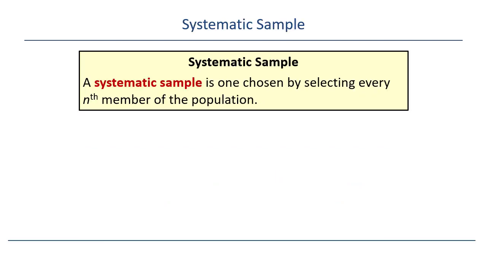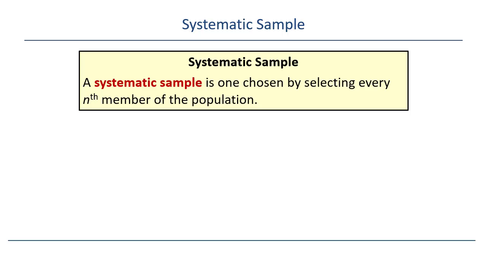A systematic sample is one chosen by selecting every nth member of the population. So this normally happens when you have a list of things that are kind of sorted numerically. Like on a voter registration, you could sort them alphabetically even. And then you could decide, okay, if I have 10,000 voters and I want 10% of my sample, then I want to sample 1,000 people. So I need every 10th person.